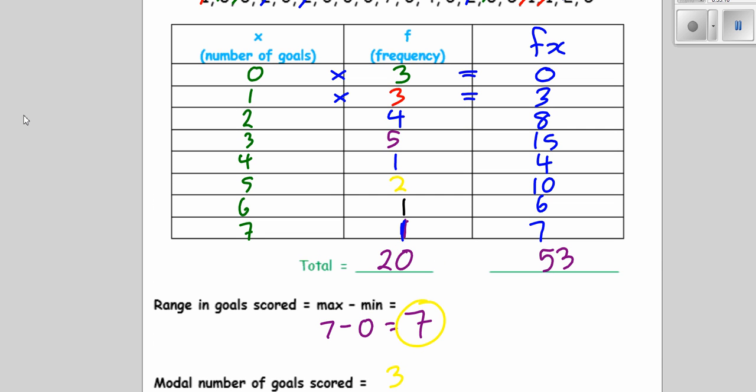So doing these little subtotals is good. Here the frequency subtotal is 3, then 3 plus 3 is 6, 6 plus 4 is 10.